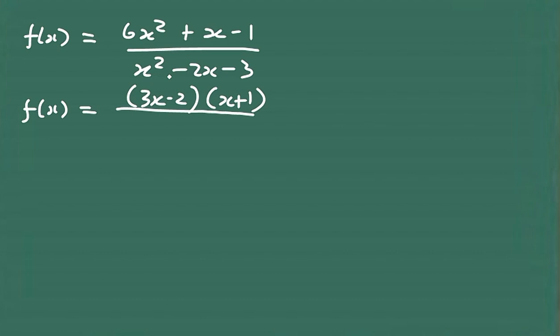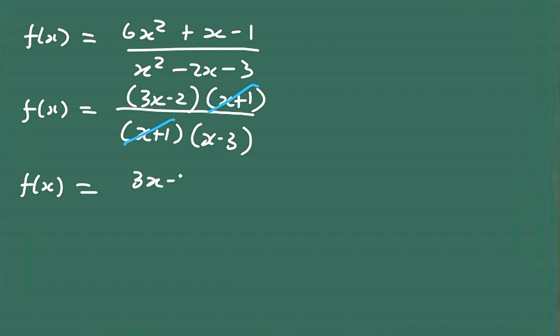And for the denominator, x squared minus 2x minus 3, we will have it to be x plus 1 times x minus 3. Alright, so in this case we see that x plus 1 is gone. So the function f of x is going to give us 3x minus 2 all divided by x minus 3.